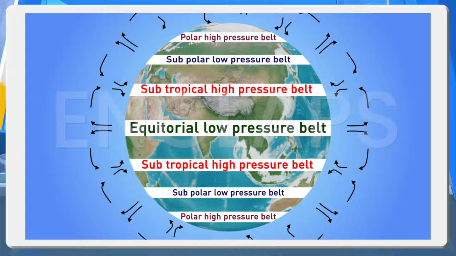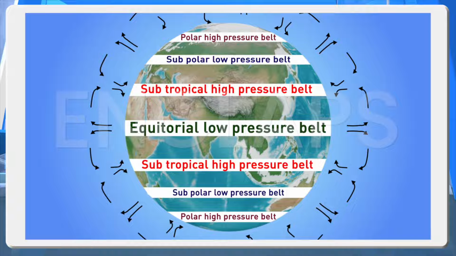The second pressure belt is the subtropical high pressure belt that coincides with latitudes of 30 degrees to 35 degrees north and south of the equator. The air that rises at the equator eventually meets the tropopause where it can rise no further. It cools down as it rises and spreads outwards towards the poles, gradually cooling and sinking back down to the surface about 30 degrees north and south of the equator, which causes an increase in air pressure.